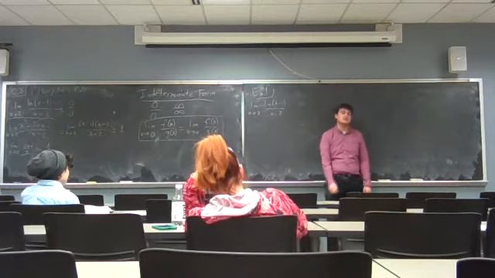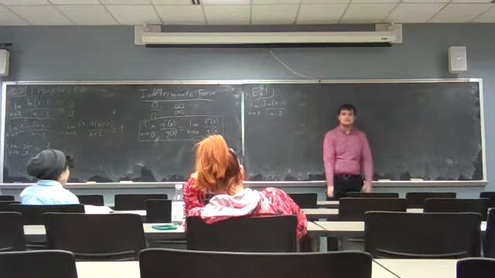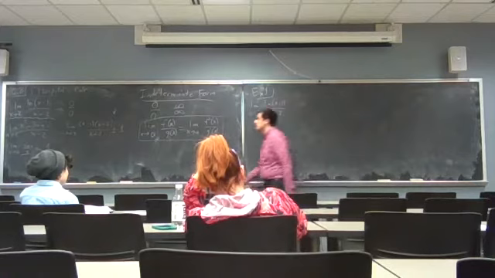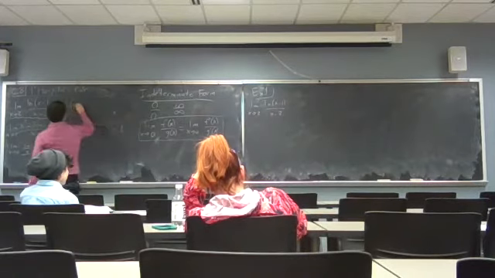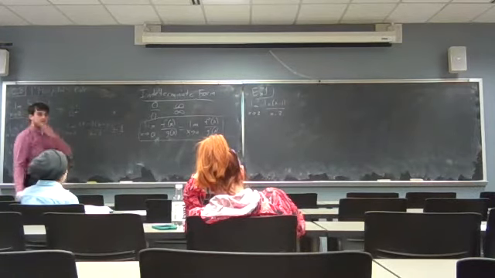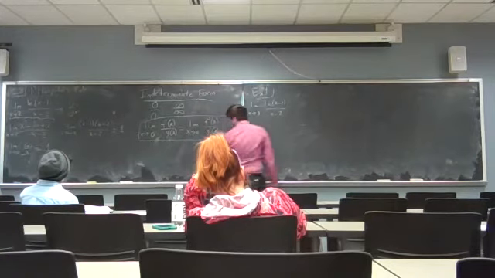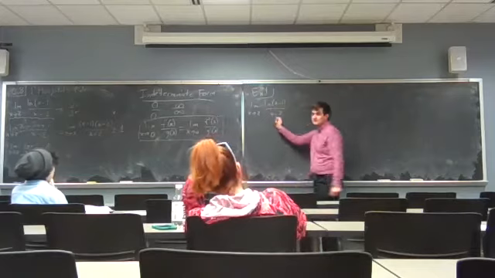I can't cancel out any polynomials. I don't have any special tricks. I just have this, right? But we've already established that this approaches 0 over 0. So I can use L'Hopital's rule in this limit, right?